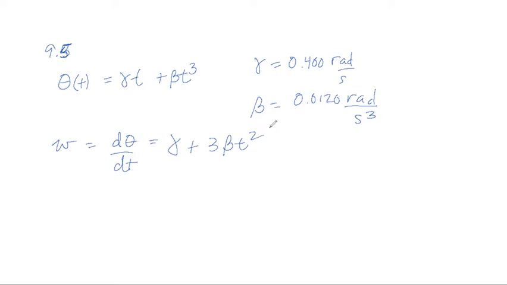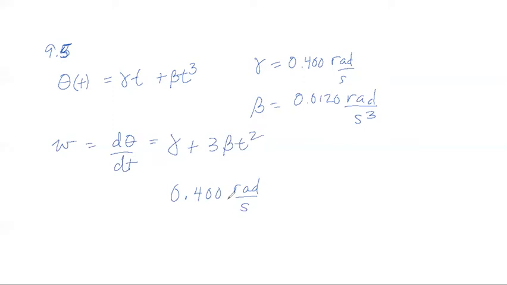All right, at t equals 0, am I supposed to find, let's see, calculate the instantaneous angular acceleration. No, I'm sorry, that's number 9.4. What is the initial value of the angular velocity? Okay, so at t equals 0, it's going to be 0.400 radians per second. That's the initial velocity at t equals 0. And finally, calculate the instantaneous angular acceleration at t equals 3 seconds. Oh no, that's 9.4, sorry.